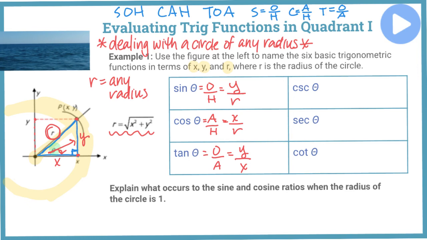Now when we look at our cosecant, secant, and cotangent, those are simply the reciprocals, the inverses, of sine, cosine, and tangent. So all we do is write the reciprocal of what we have on the left. Instead of y over r, cosecant is r over y. And then x over r becomes r over x for secant. And then for cotangent of theta, y over x becomes x over y. Notice that we just find the reciprocal of sine, cosine, and tangent.